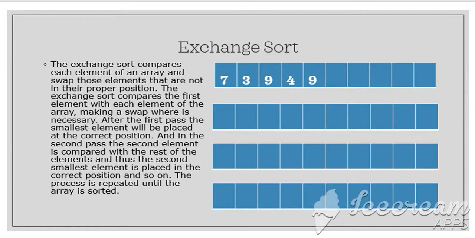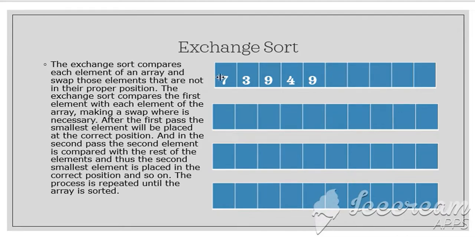So in exchange sort, it compares each element of an array and swaps those elements which are not in the proper position. Here we have considered an array containing 5 elements: 7, 3, 9, 4 and 9. And we have to arrange it in ascending order. As we know that the array is not sorted, we are going to sort it in ascending order.